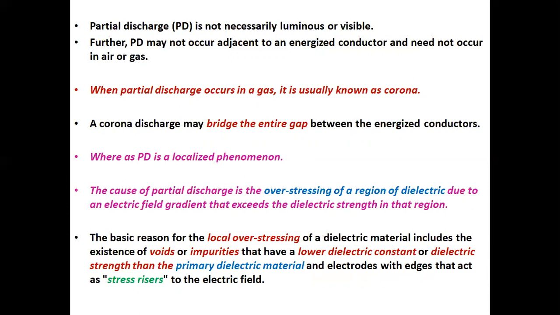The cause of partial discharge is the overstressing of a region of dielectric due to an electric field gradient that exceeds the dielectric strength in that region. The basic reasons for the local overstressing of a dielectric material include the existence of voids or impurities that have a lower dielectric constant or dielectric strength than the primary dielectric material, and electrodes with edges that act as stress risers to the electric field.